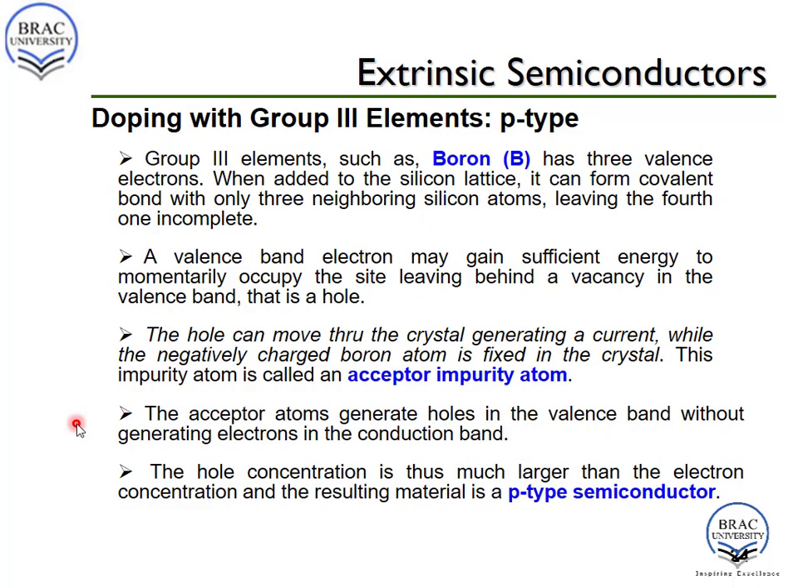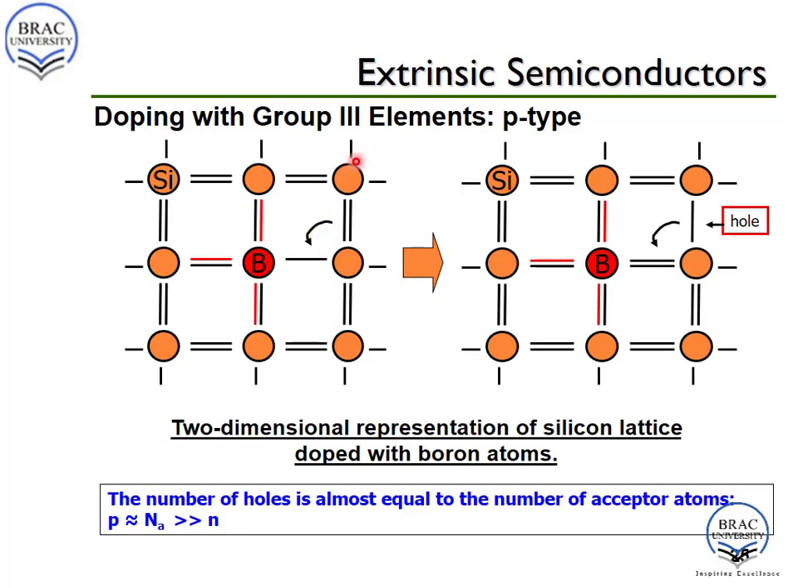On the other hand, if we add group 3 elements such as aluminum or boron to a silicon structure, then it will create a p-type semiconductor. The general characteristic of a group 3 element is that it has 3 electrons in its outermost shell. Here the silicon structure is shown where boron is added as impurity. Boron has 3 electrons in its outermost shell, which are denoted by red lines here. So 3 of its outermost electrons are used up to form 3 single bonds with 3 adjacent silicon atoms.